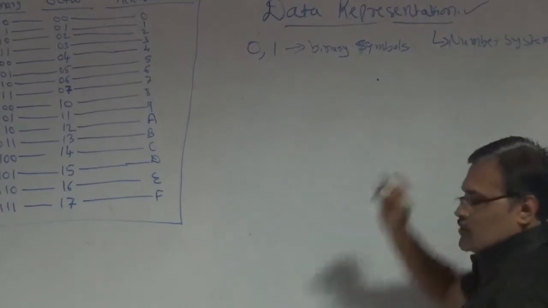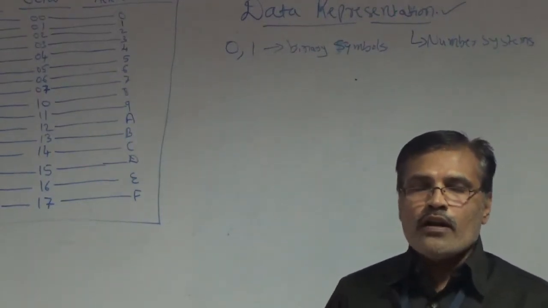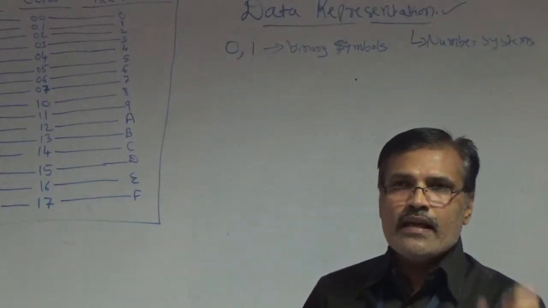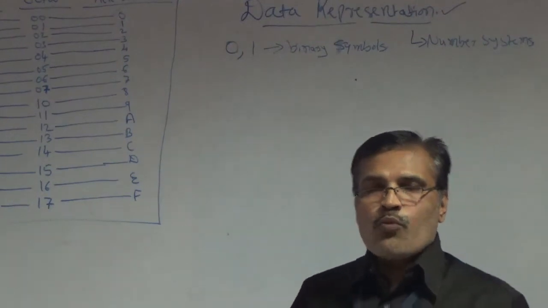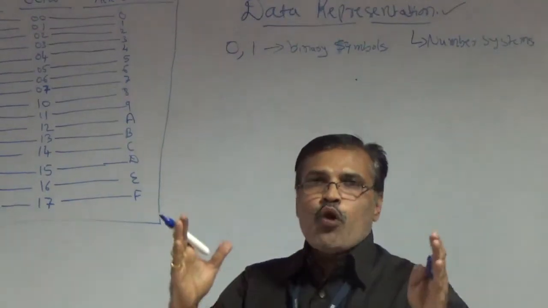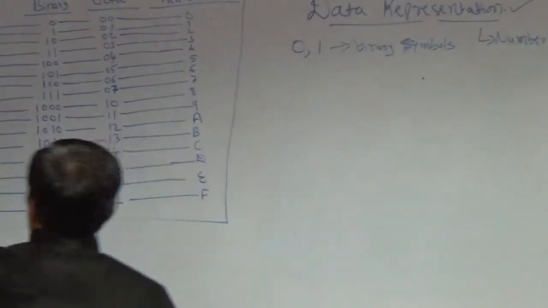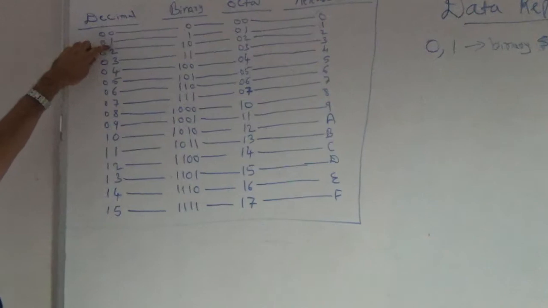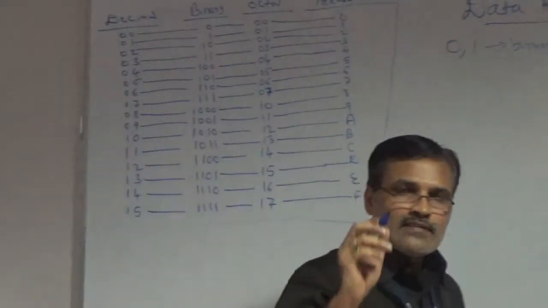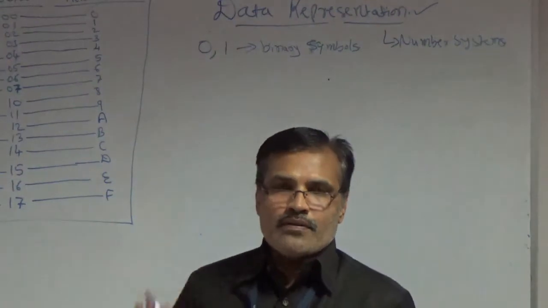Various number systems. As human beings, we understand the decimal number system. From your school days onwards, you have been dealing with the decimal number system. So what is the decimal number system? In the decimal number system, you have 10 symbols to represent any number. Already you know that. So what are the symbols? The symbols are 0, 1, 2, 3, 4, 5, 6, 7, 8, 9. So the symbols 0 to 9 are used to represent our decimal number.